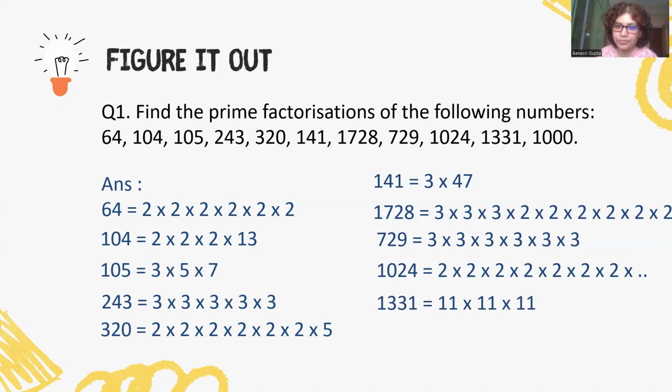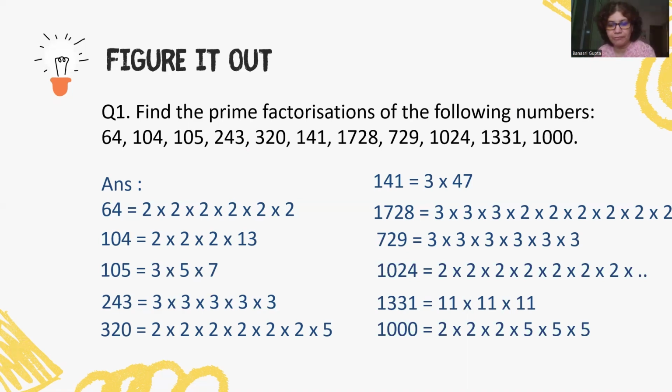1331 is 11 cube. So 11 multiplied 3 times. And 1000 is 10 to the power 3, but 10 is basically made up of 2 factors, 2 into 5. So 2 into 5 will repeat 3 times. So that is 2 into 2 into 2 and 5 into 5 into 5. So this is the prime factorization. Prime factorization means we cannot break it further. So this is the last stage of the factorization.